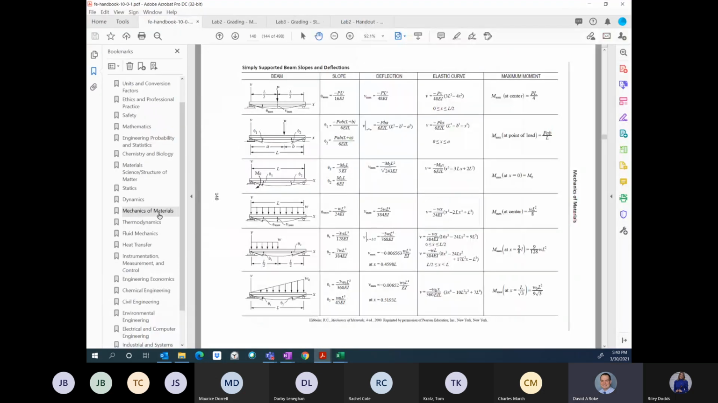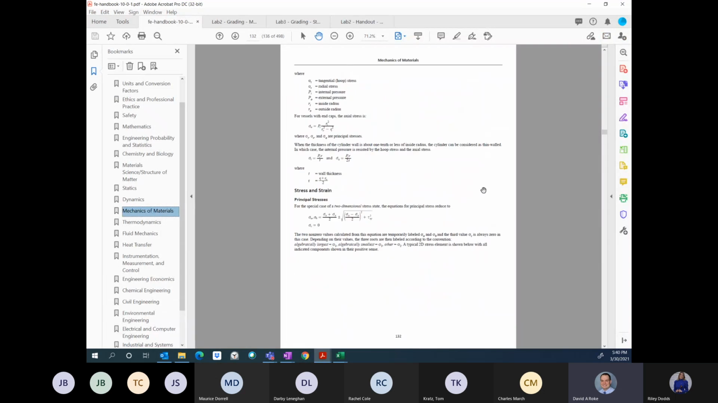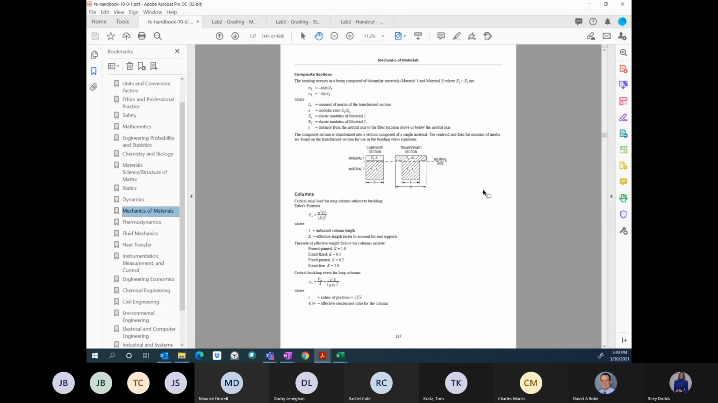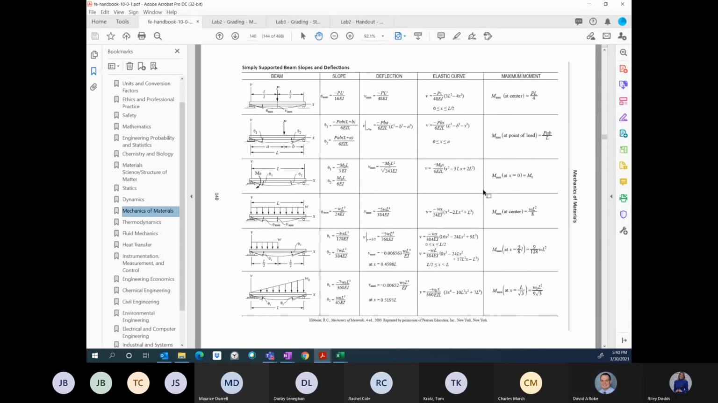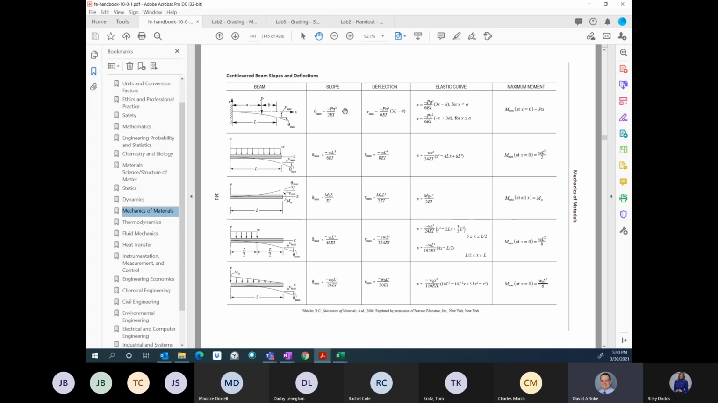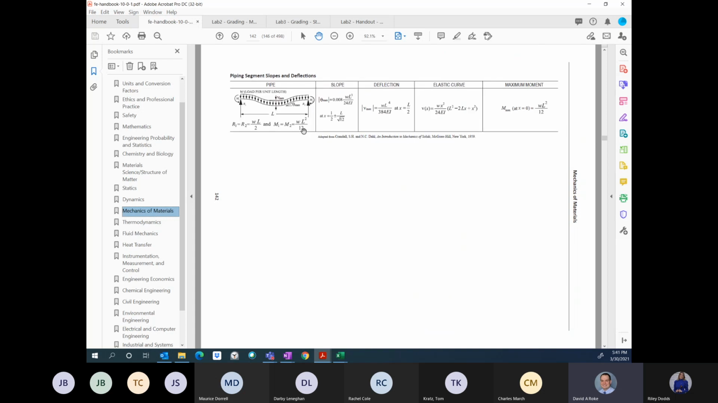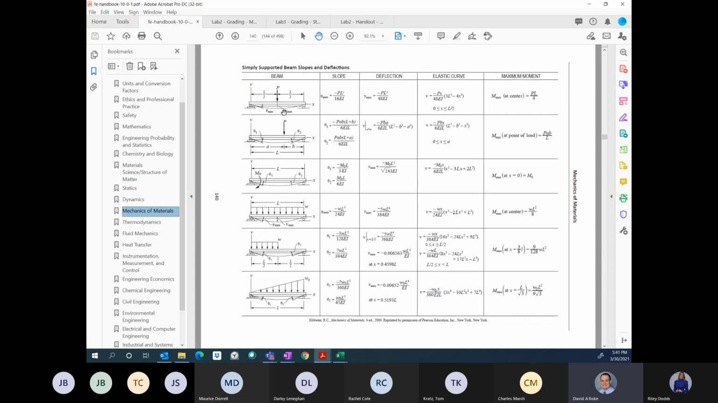And here in the handbook, in the mechanics of materials section, way at the end of it, we get to simply supported beam slopes and deflections, and cantilevered beam slopes and deflections. So any of the loadings shown in this document could be on your exam in terms of using the force method to solve them. And then there's piping segment, and that's just crazy talk.